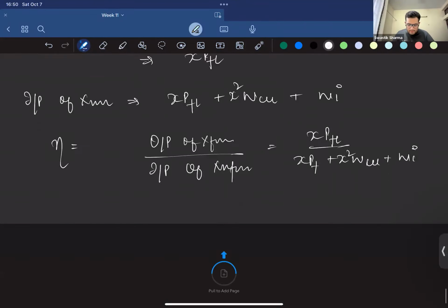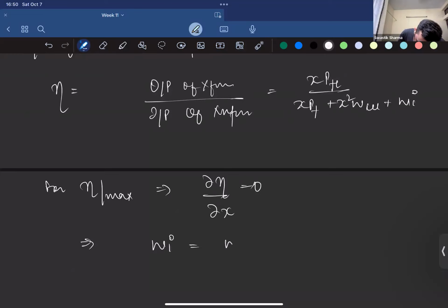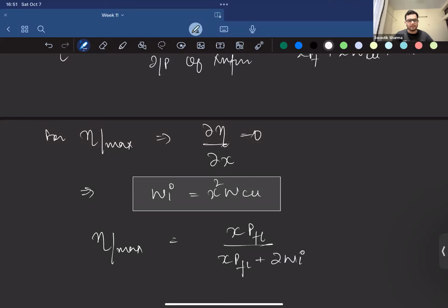Now, for eta max, the condition for eta max I'll let you find it out. What you have to do is just differentiate it with respect to dx and equate it to 0. The condition comes out to be that the iron losses have to be equal to that of copper losses. Always remember. And at this point, the efficiency is maximum, which is given by X times PFL upon X times PFL plus 2 times the iron loss, right?